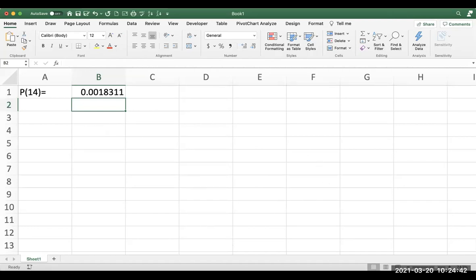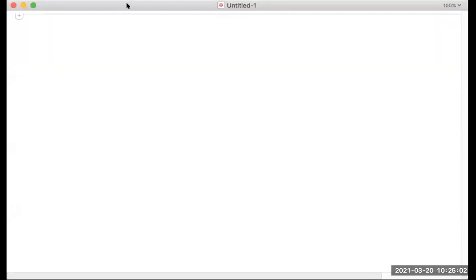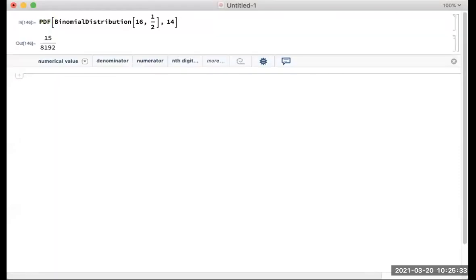Where is Mathematica? Oh, I know. Okay, so let's do Mathematica. So we want this to be equal. There's not an inequality. So do PDF of the binomial distribution. And the parameters are 16 trials and the probability of 1/2. Probability of success is 1/2. And we want exactly 14 successes. And so I get 15 over 8192.